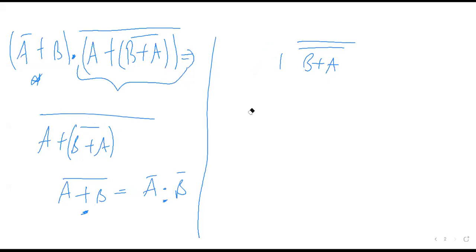Aren't we expanding that second one that you highlighted using De Morgan? I highlighted this whole thing. A plus B plus A.